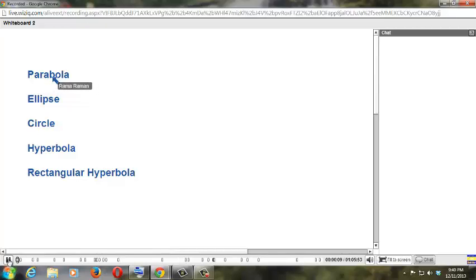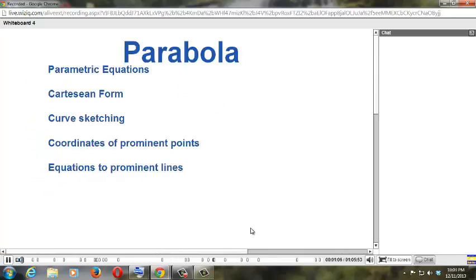In this session we are going to see the parametric equations of a parabola, ellipse, circle, hyperbola and rectangular hyperbola. The parametric equations are x is equal to 2at and y is equal to at square. Now, let us see how this parametric form can represent a parabola in particular.